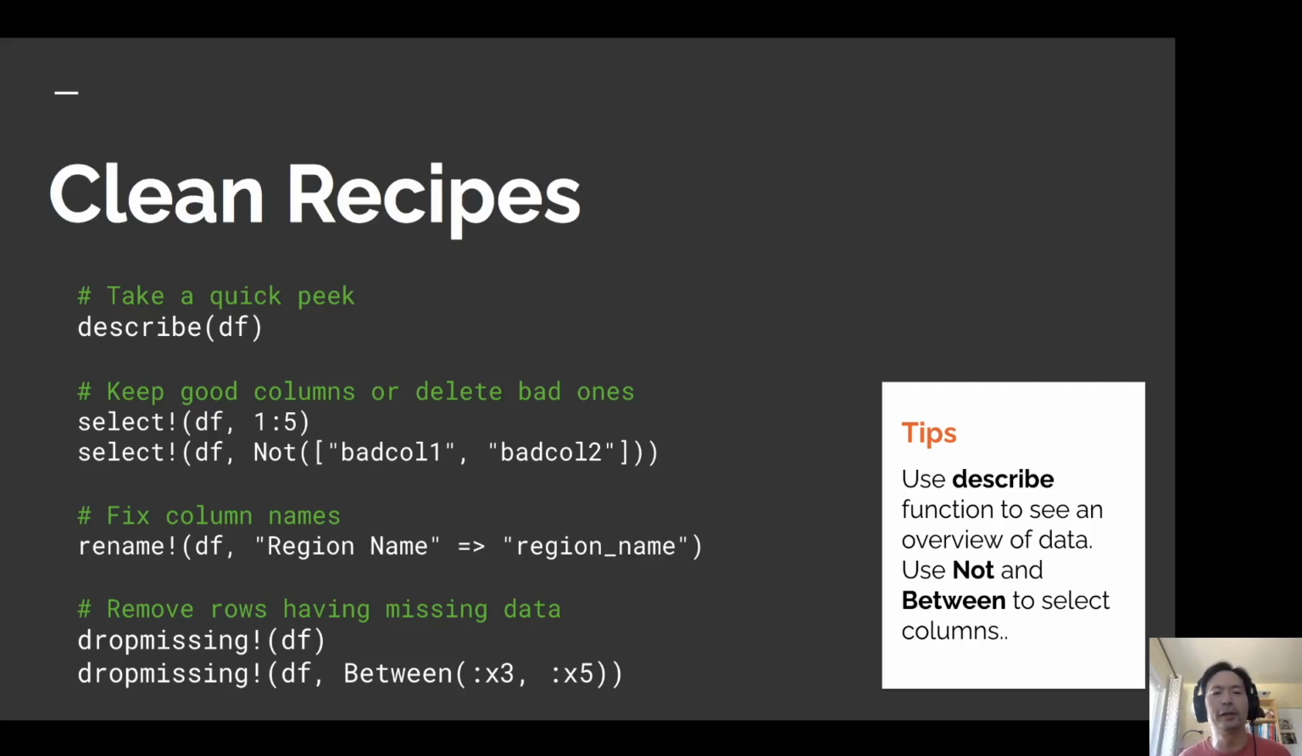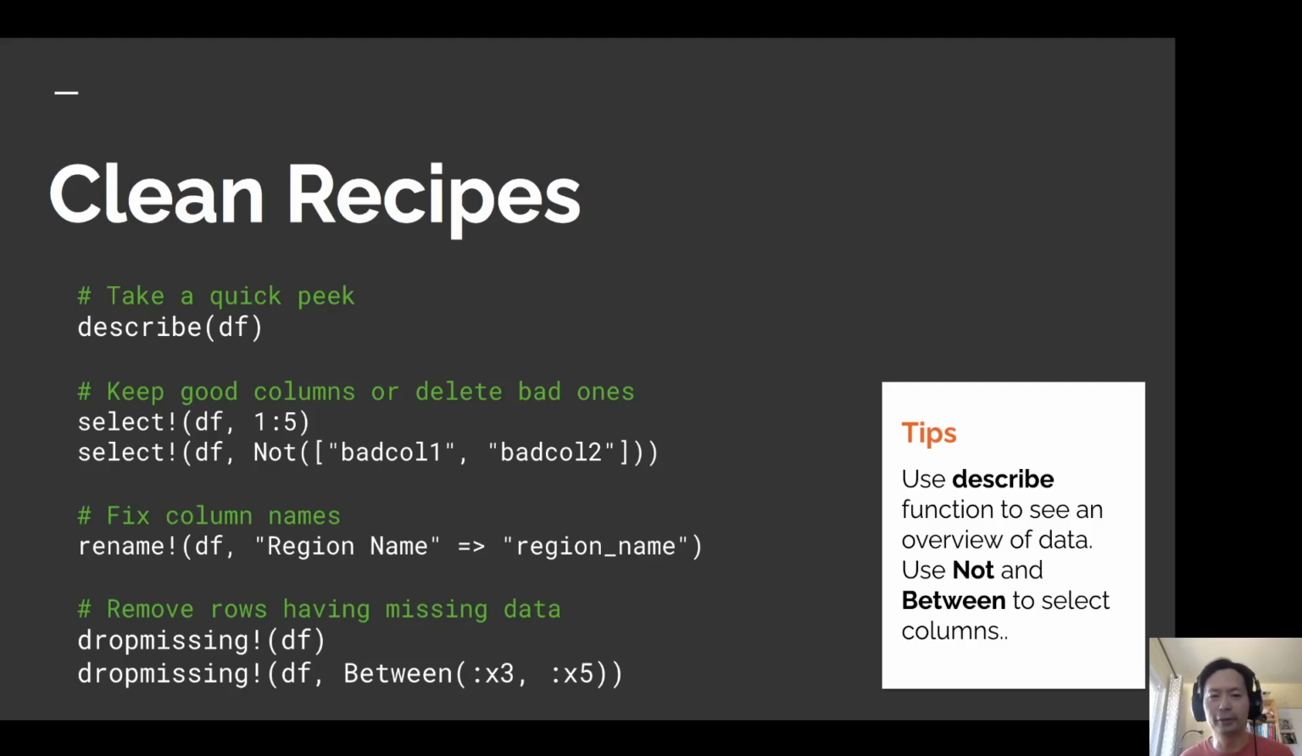And over here in this slide, you will see that DataFrames.jl actually gives you quite a few tools to be able to clean your data efficiently. The first one is called describe. It gives you a very quick way to analyze the data in your data frame. It will give you the data type for every column. It will also give you the name of every column, etc. So if you just want to take a quick peek at your data frame and the distribution of your data, describe is a very good function.